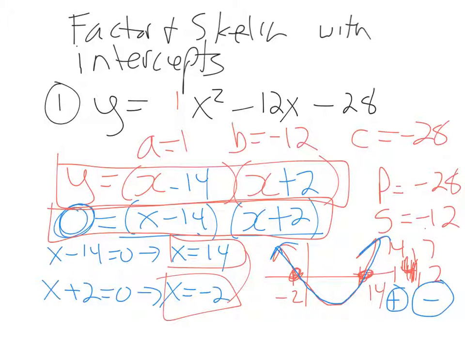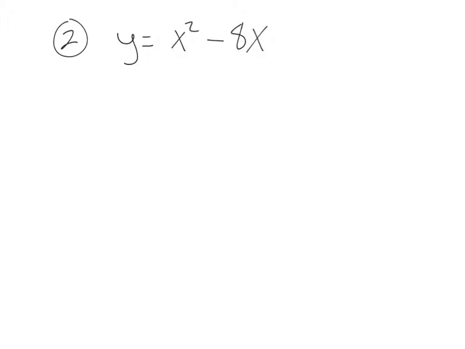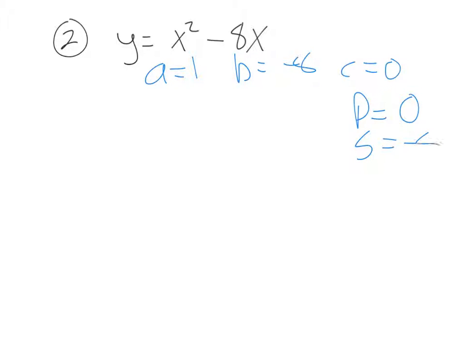Remember to pause at any time and go over things just to make sure you've got it. So this one here: let's graph y equals x squared minus 8x. So a equals 1, b equals negative 8, and c equals 0. Remember that our product is a times c, so the product is 0, and the sum is negative 8. Well, what two numbers have a product of 0 and a sum of negative 8?